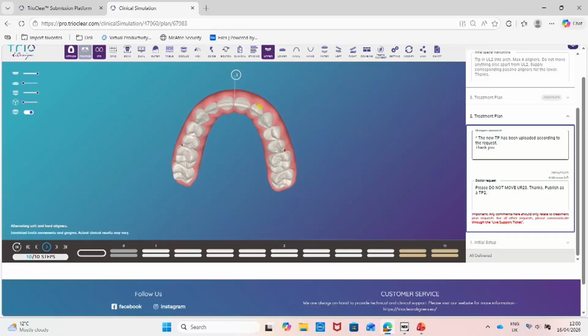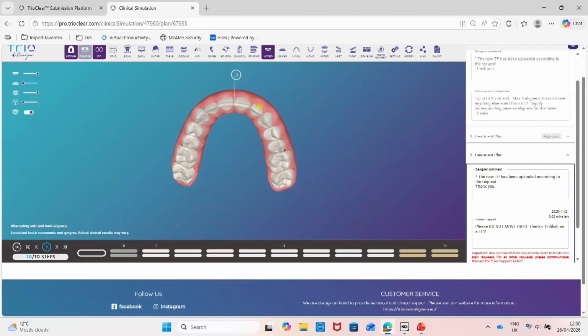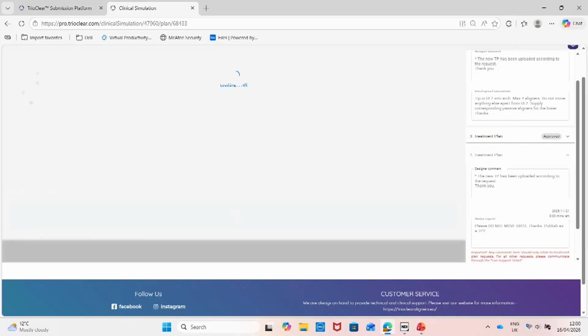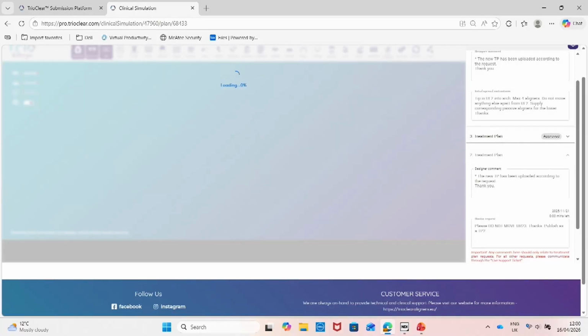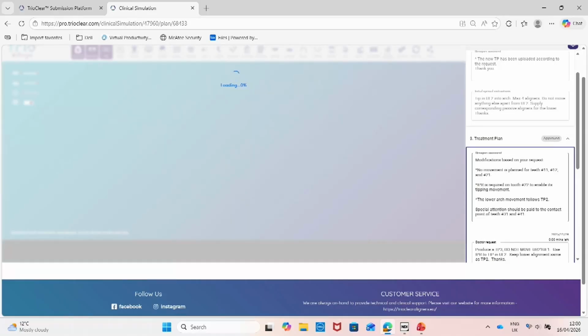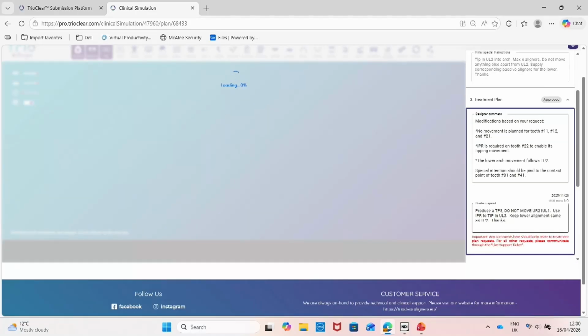We don't need to. So I then would instruct a third treatment plan into this case. And again, it'll just take a few seconds to load this one up. On the third treatment plan, which is actually the one I ended up approving, I asked the designers to produce a third treatment plan. Do not move upper right 2, 1, upper left 1 at all. Use IPR to tip in upper left 2 and keep the lower alignment the same as TP2.